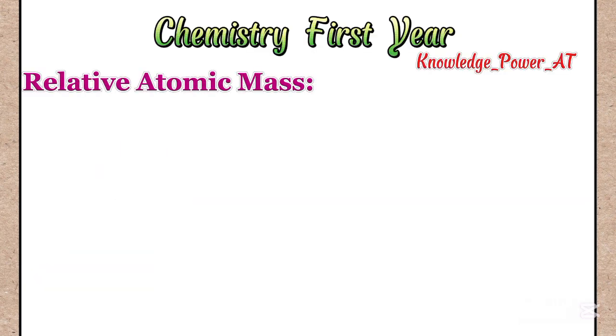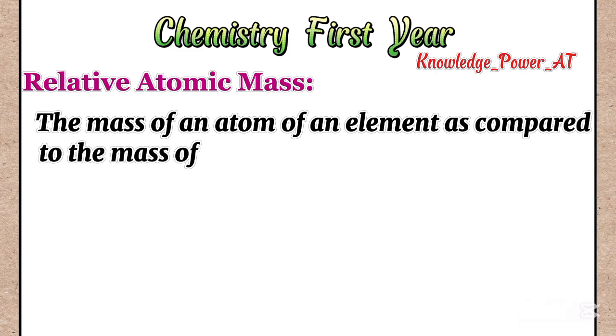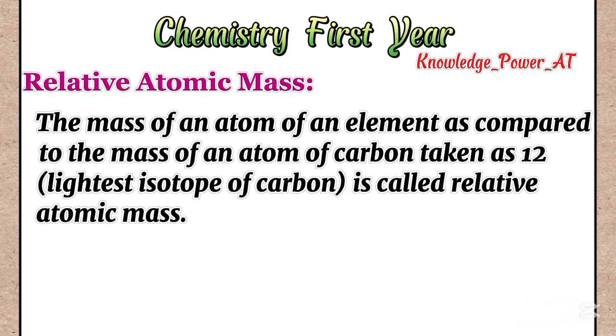Relative atomic mass. The mass of an atom of an element as compared to the mass of an atom of the lightest isotope of carbon taken as 12 is called relative atomic mass.